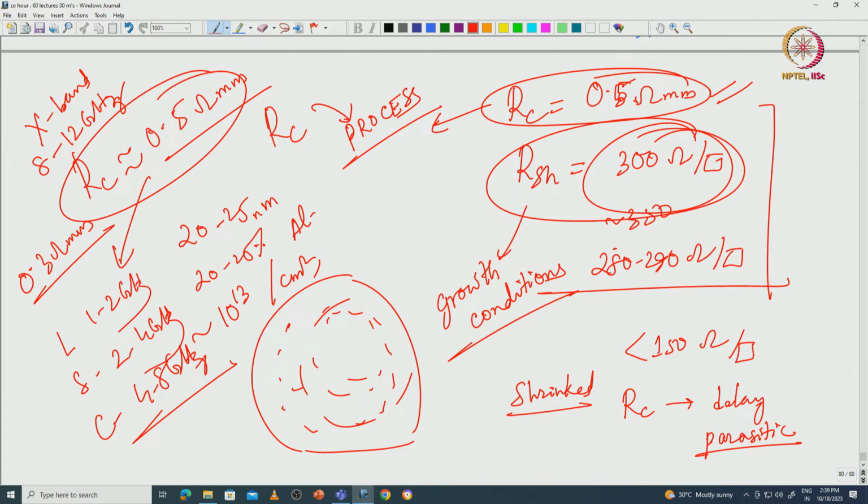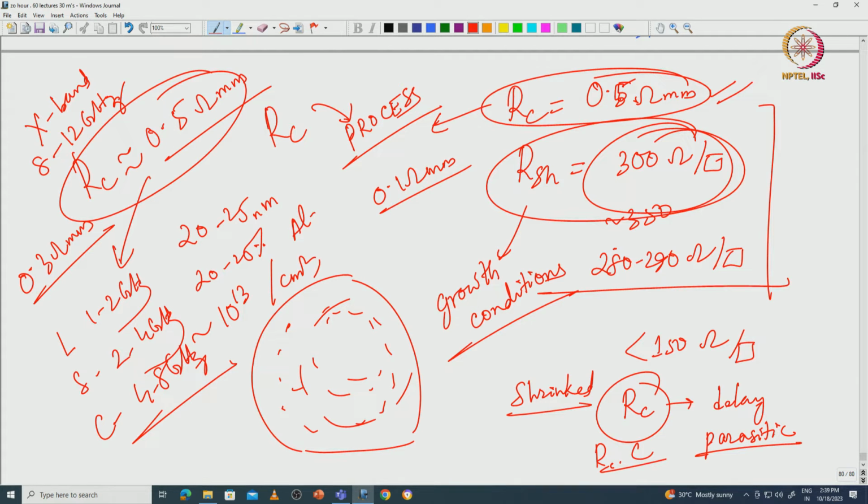Similarly, if you go to even higher frequencies, say Q band, W band, etc., your contact resistance should be much lower. It should be around 0.1 ohm-millimeter at least, or even less than that. Okay, you should go to lower and lower contact resistances for optimal performance. It all depends on what fraction of the total delay is contributed by the RC delay coming from contact resistance times capacitance, and it should not be the dominant factor that kills the device.